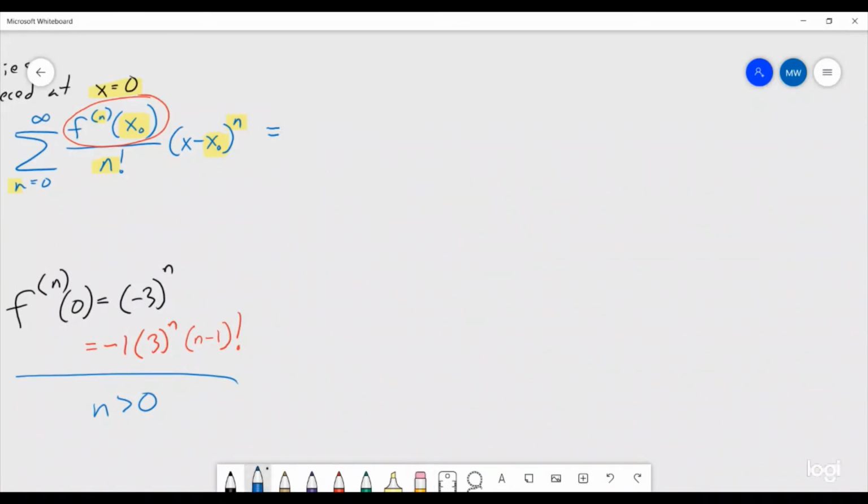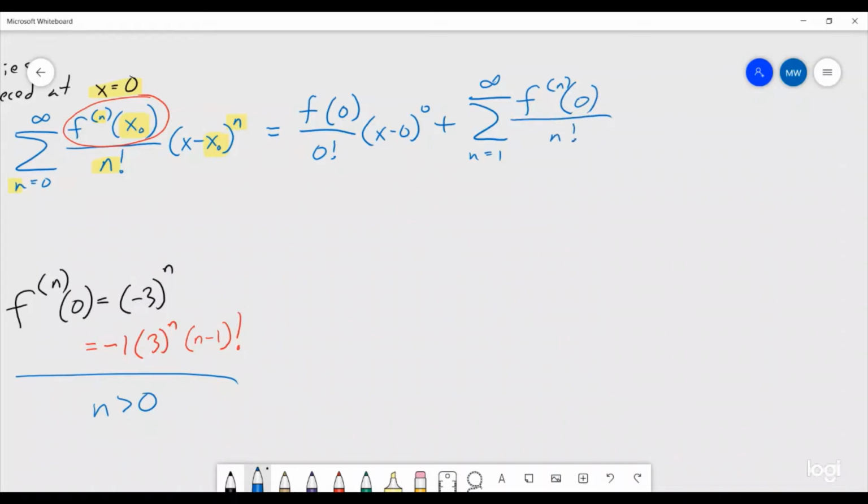So we are going to say that this is going to be f of 0 over 0 factorial times x minus 0 to the 0, plus the sum from n equals 1 to infinity of nth derivative at 0 divided by n factorial times x minus 0 to the n. So this is going to be 0 plus the sum from n equals 1 to infinity. Our nth derivative is this.